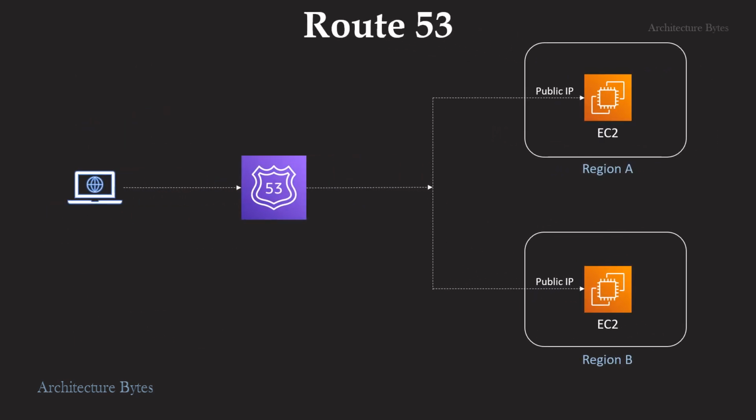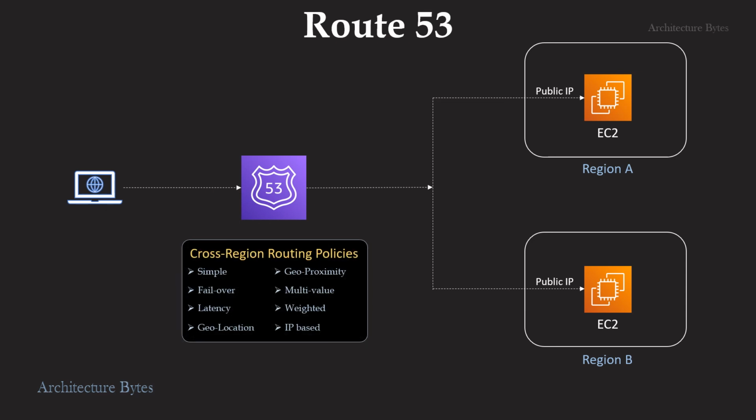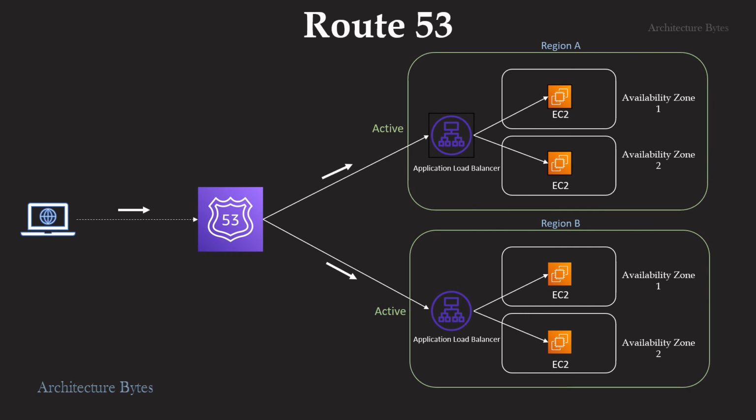Here's a simple Route 53 setup where domain name is pointing to application endpoints in two different regions. A variety of cross-region routing policies are supported. Here's another setup with two regions. Within each region, an application load balancer load balances across availability zones, and Route 53 is configured to send traffic across regions based on routing policy.